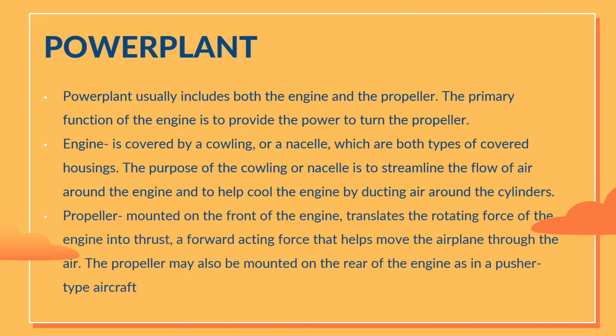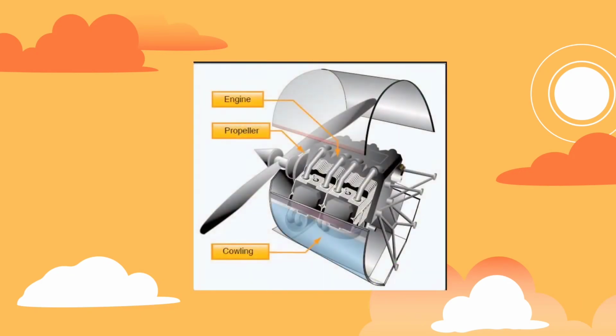The purpose of the cowling or nozzle is to streamline the flow of air around the engine and to help cool the engine by ducting air around the cylinders. And the propeller translates the rotating force of the engine into thrust, a forward acting force that helps move the airplane through the air.